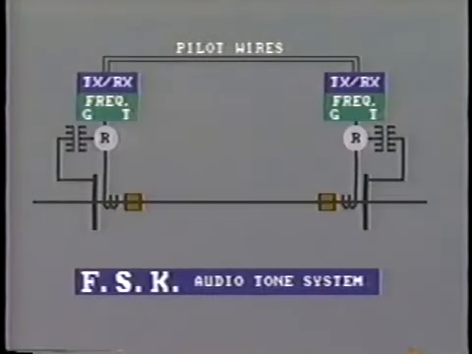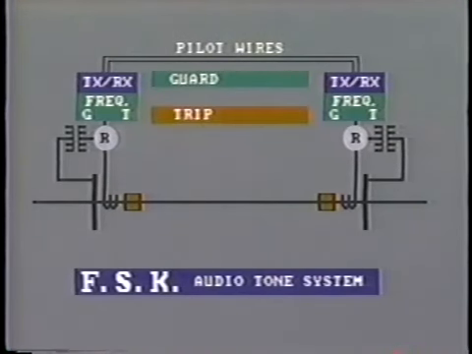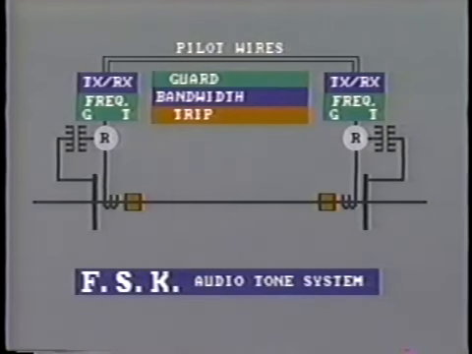The audio tone system provides the same high reliability as FSK by applying a continuous guard signal and a trip signal at a different frequency when required. The frequency shift between guard and trip signals is known as the bandwidth. For example, a typical bandwidth of 170 hertz may give us a guard signal of 1,360 hertz and a trip signal of 1,190 hertz.